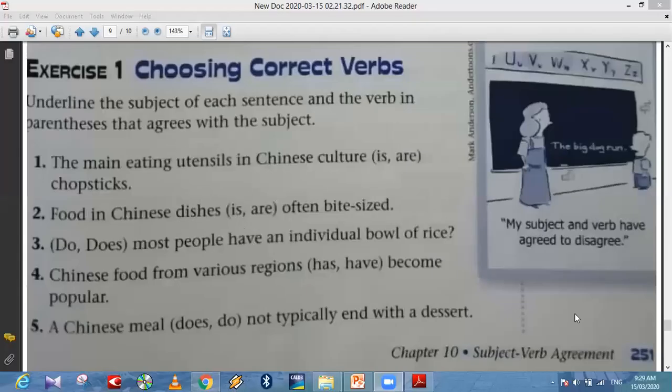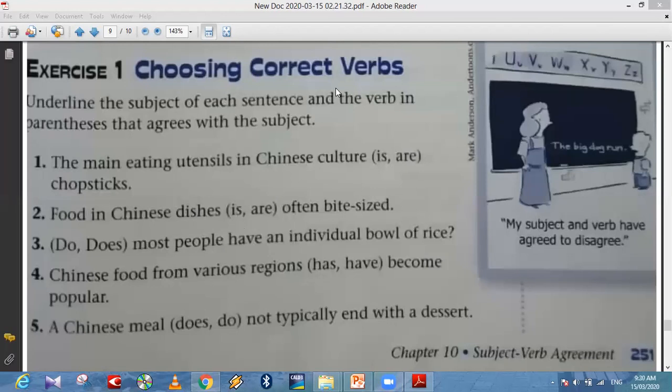Now open your book, page 251. Now you can participate in answering these exercises. If you want to answer any question, just raise your hand, and then after answering it, lower your hand. Now I'm waiting for students to raise their hands. Here we have Omar. Omar, you can speak now.